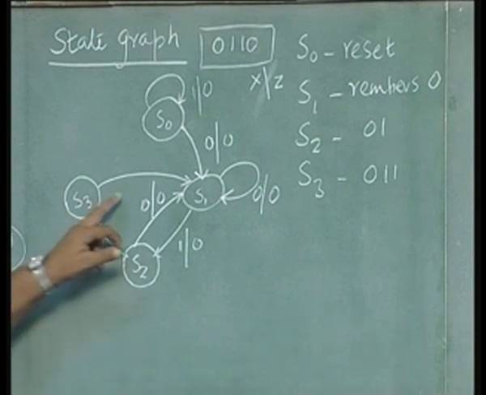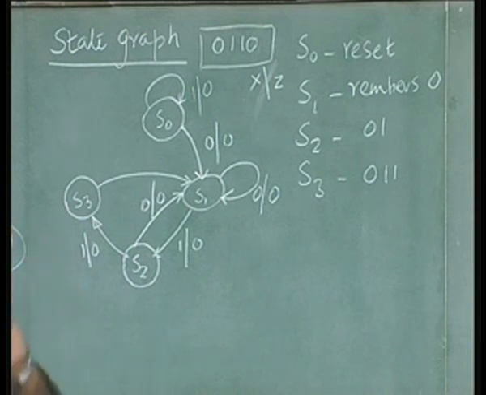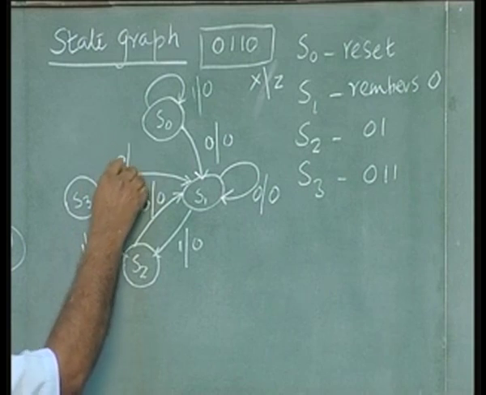At the same time, I should get an output of 1, not a 0. This is the first time, or the only time, the output will come. So, when this 0 occurs, the output will become 1.